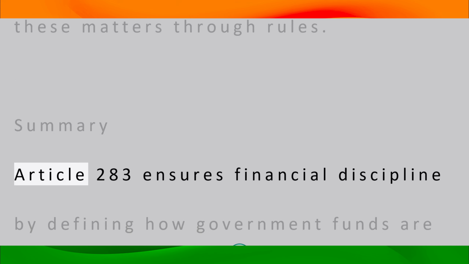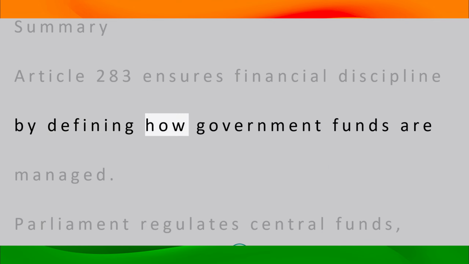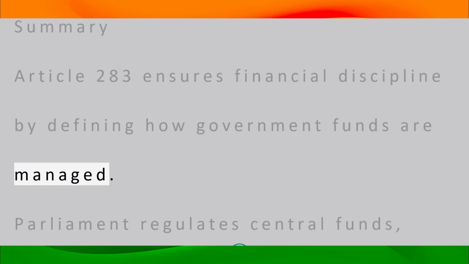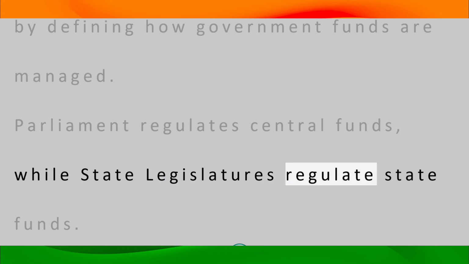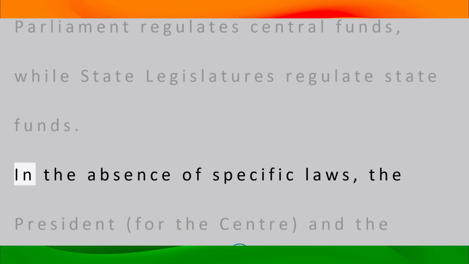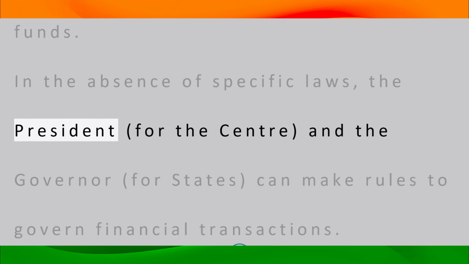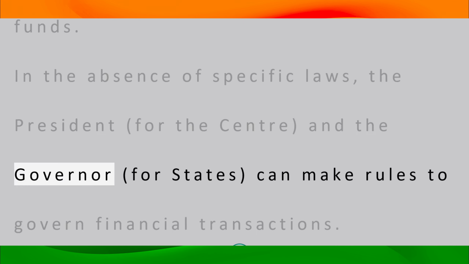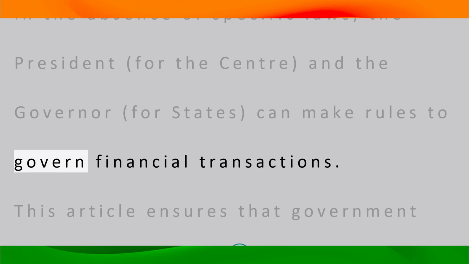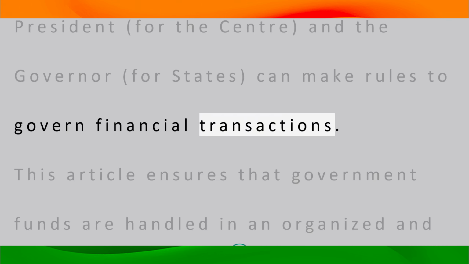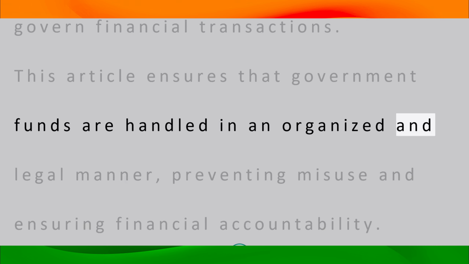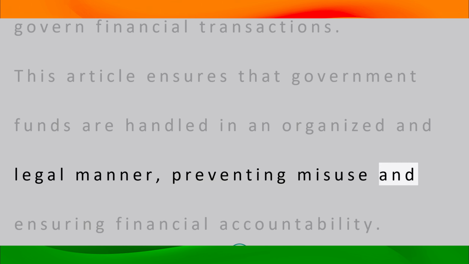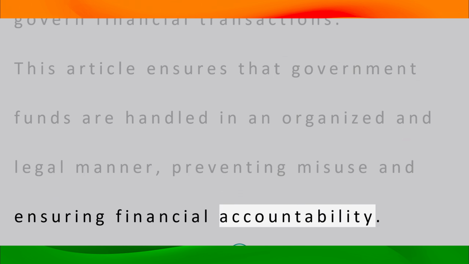Summary. Article 283 ensures financial discipline by defining how government funds are managed. Parliament regulates central funds, while state legislatures regulate state funds. In the absence of specific laws, the President, for the Centre, and the Governor, for states, can make rules to govern financial transactions. This article ensures that government funds are handled in an organized and legal manner, preventing misuse and ensuring financial accountability.